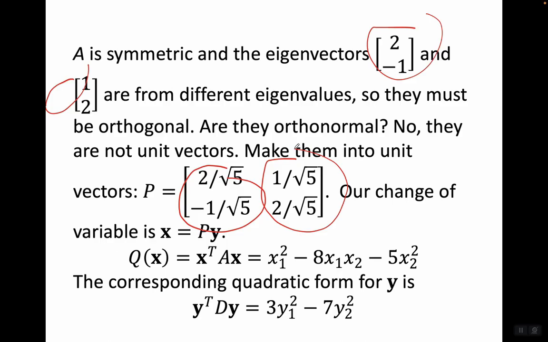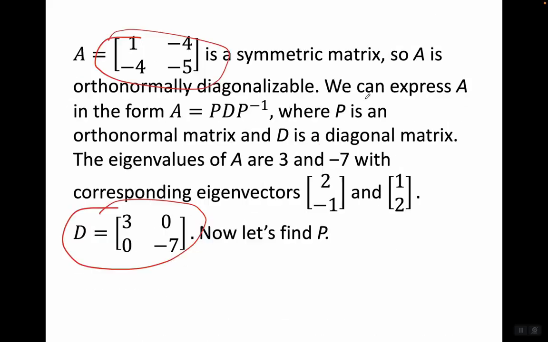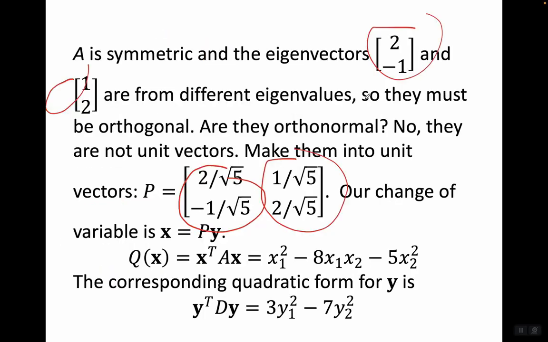Our change of variable is x equals Py. So q of x, which is x transpose Ax, we saw before was x1 squared minus 8x1x2 minus 5x2 squared. The corresponding quadratic form for y is just going to be 3y1 squared minus 7y2 squared. And that's because D is just 3, 0, 0, negative 7.